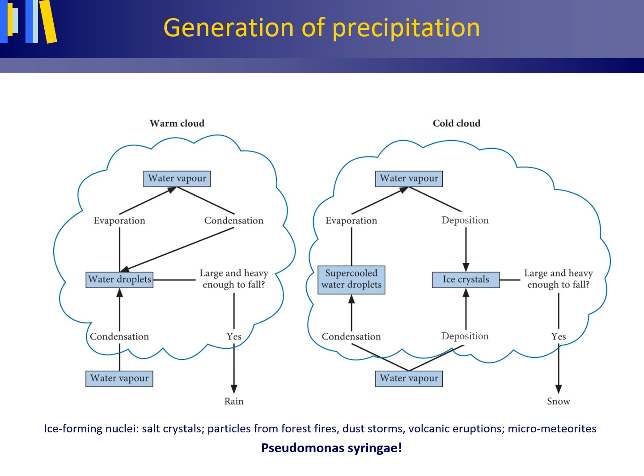We have concentrated on the physical process, but also Pseudomonas syringae, a bacteria, has been implicated as an important cloud condensation nuclei.